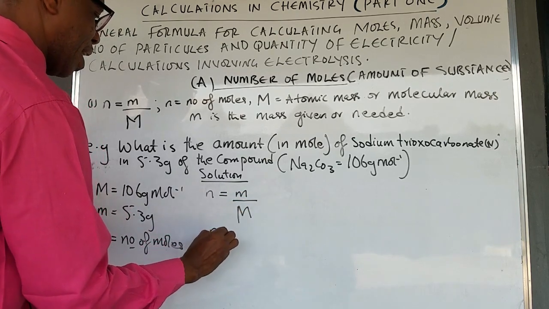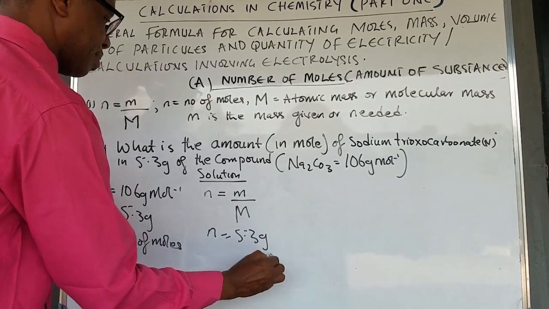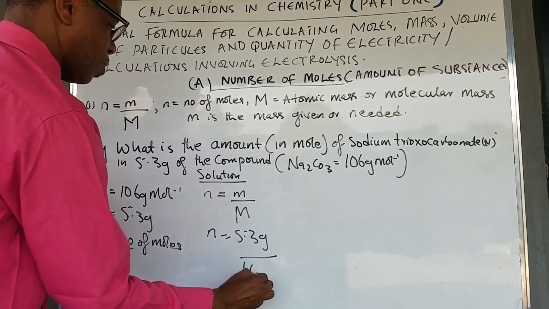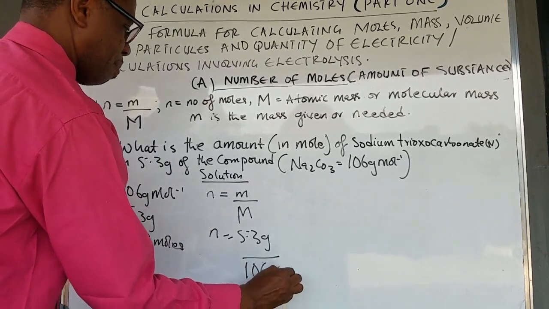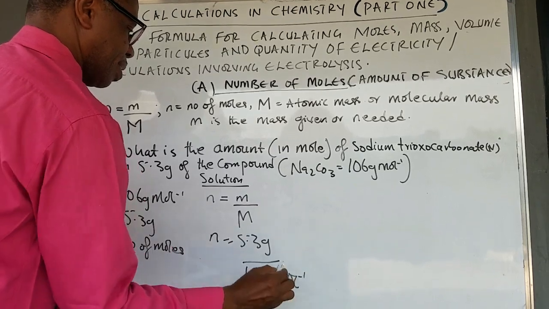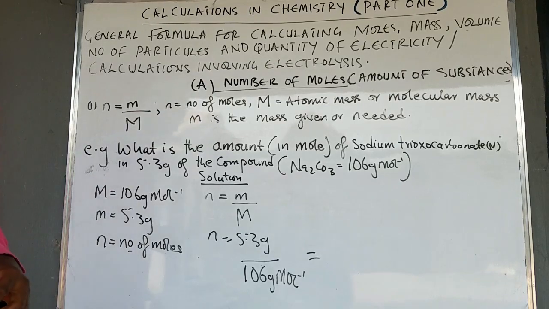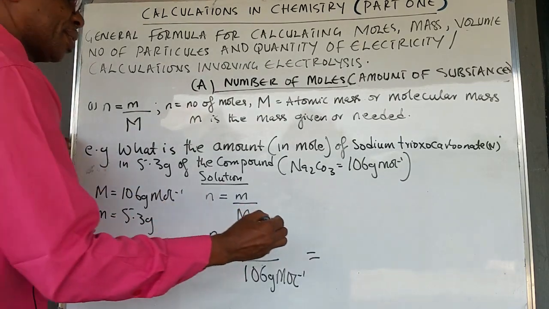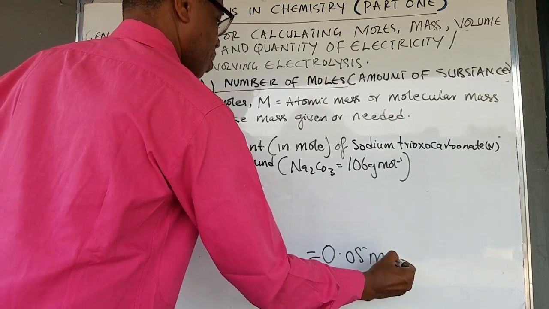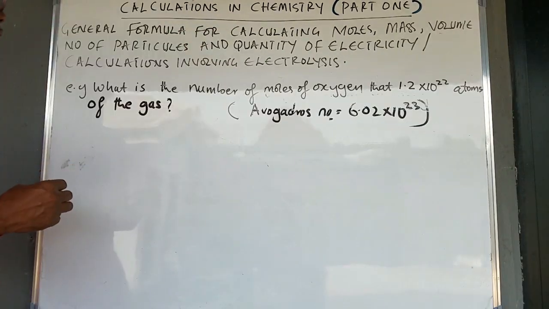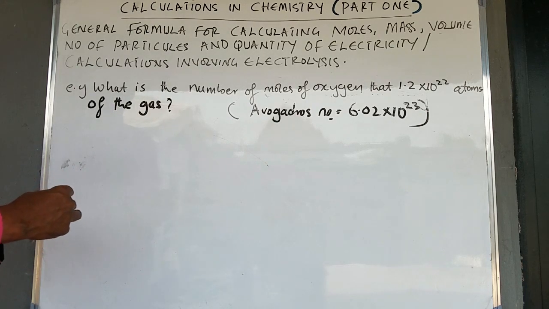Big M. So my n is equal to 5.3 gram all over 106 gram per mole. And if you divide that with your calculator, the answer definitely is going to be 0.05 mole.